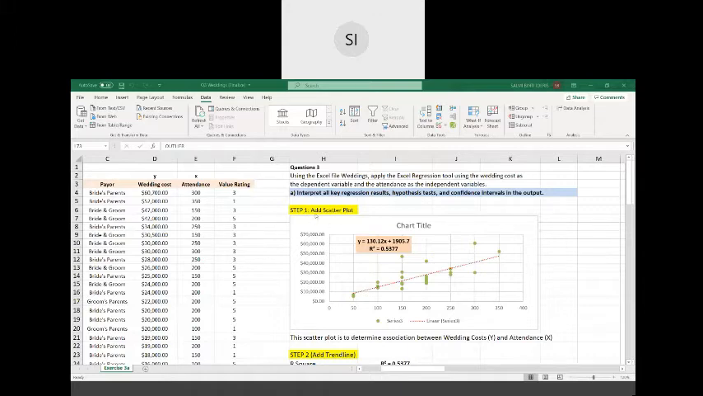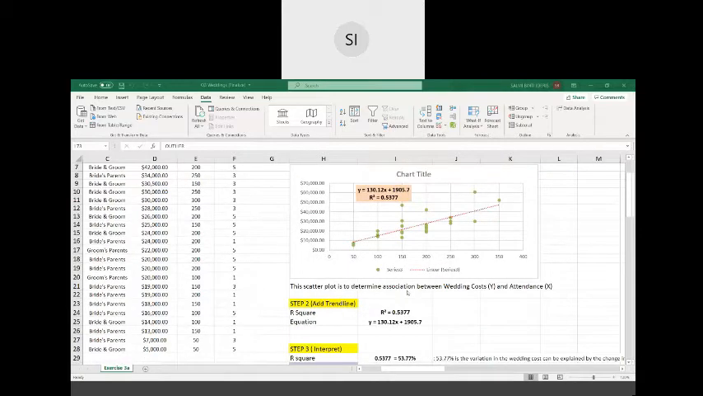Okay, first saya akan addkan scatter plot. Saya akan masuk insert dan saya masukkan graph, saya ambil scatter plot dan saya akan masukkan wedding cost as data Y dan attendant as data X. Dan saya dapatlah resultnya seperti ini. This scatter plot determines the association between wedding cost Y and attendant X. So step 2 saya akan addkan trend line. So inilah, saya dapatlah Y dengan R square. Untuk tahu sama ada betul tak saya punya result ini, saya akan ada cara lain, iaitu saya guna data analysis.